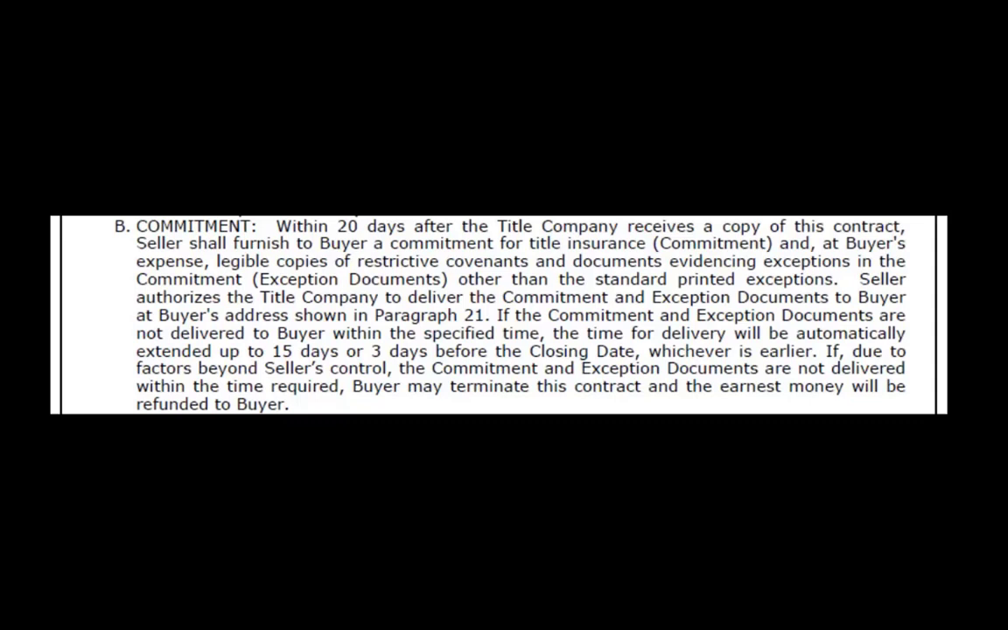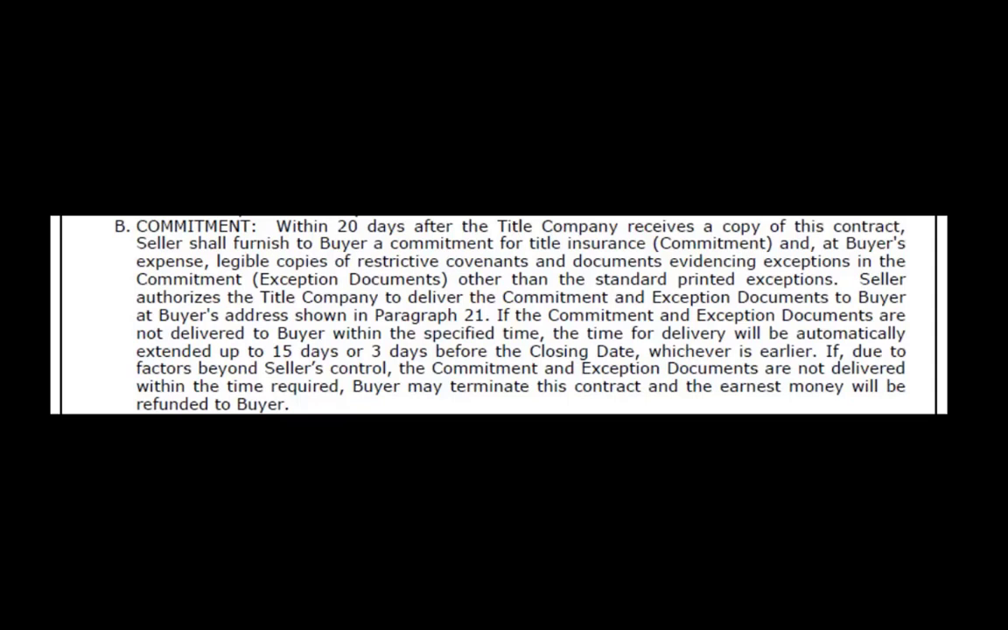And so the title commitment is a document, it's several documents, that shows everybody under what conditions they're willing to insure the title. And the conditions are their covenants, meaning their promises to insure it, or their conditions or restrictions that are going to limit their coverage. And they have to deliver that bundle of paper to the buyer within 20 days of receiving the executed contract.